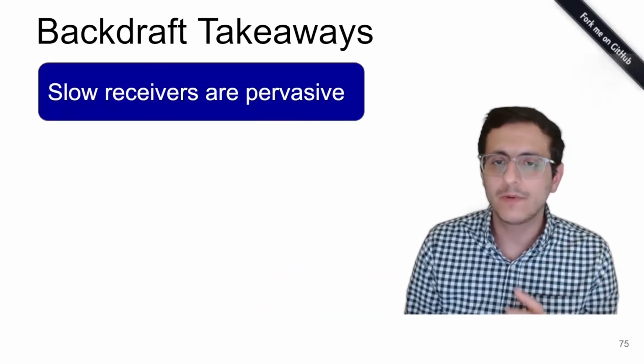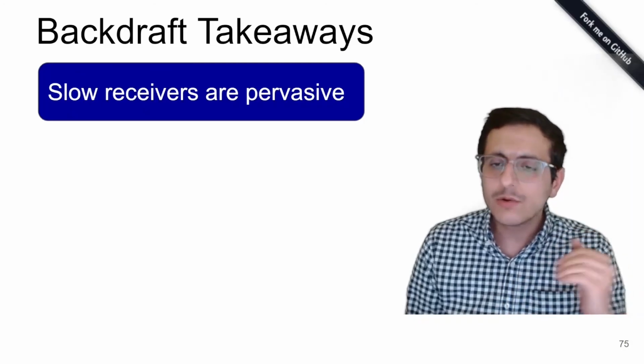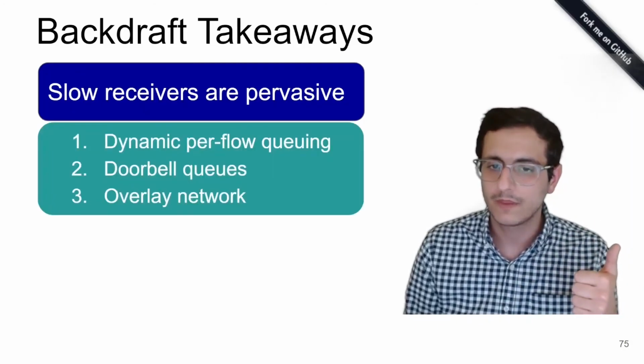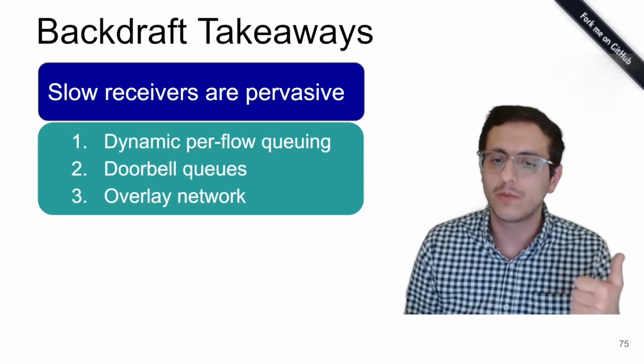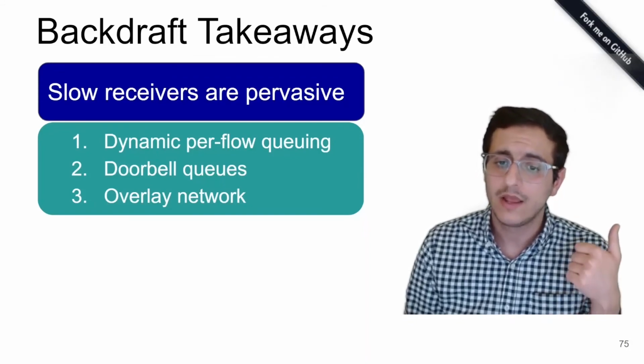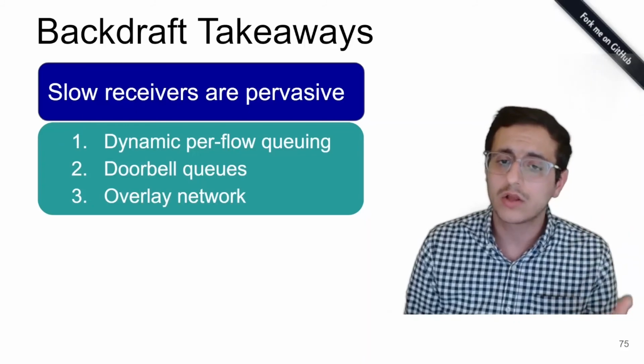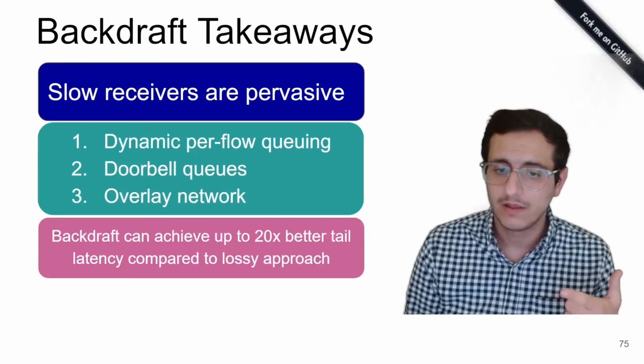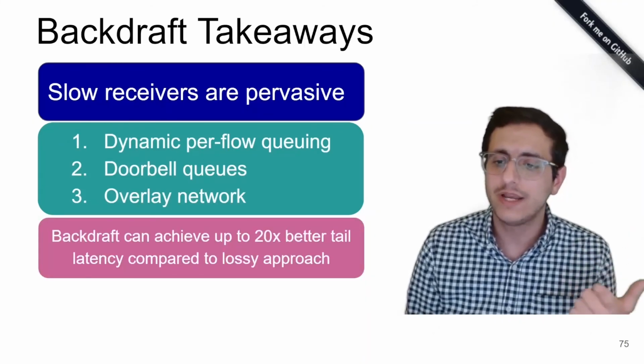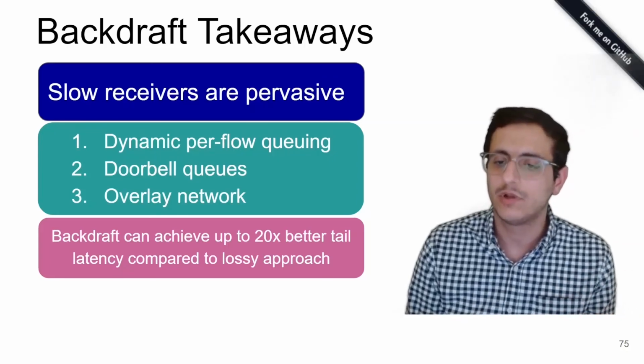So here are the takeaways of Backdraft. Slow receivers are pervasive. Dynamic per flow queuing, Doorbell queues, and overlay network are all complementary and necessary. And Backdraft can achieve up to 20x better tail latency compared to a lossy approach.